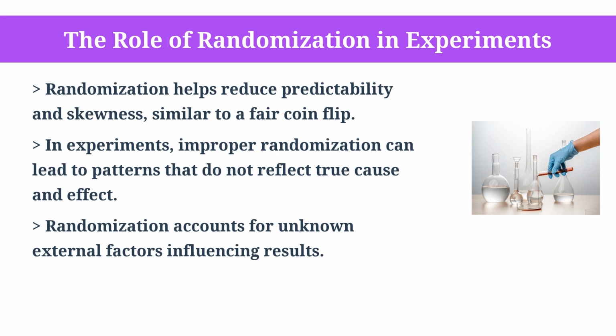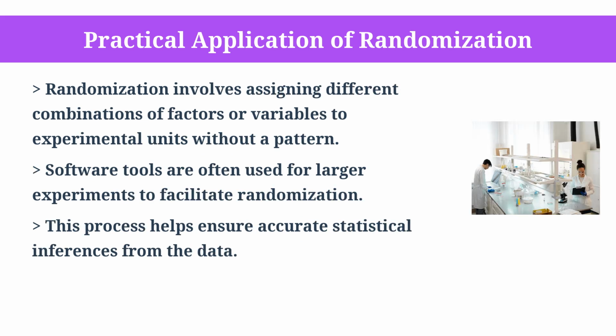Randomization helps us account for external factors we might not even know about. Think of them as hidden variables that could sway our results if not managed properly. For instance, temperature fluctuations or slight variations in soil composition could impact plant growth differently over time without proper randomization.